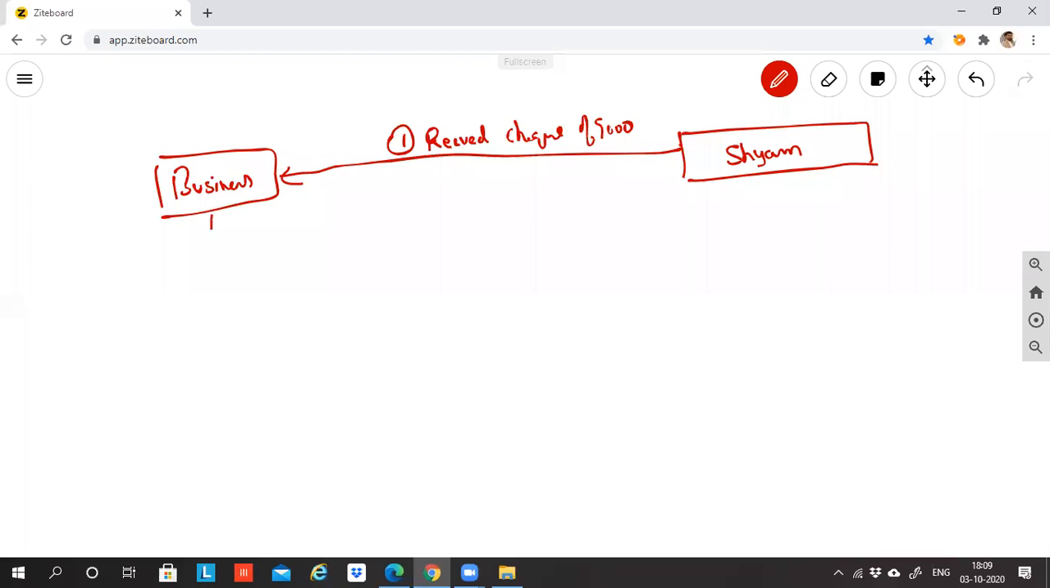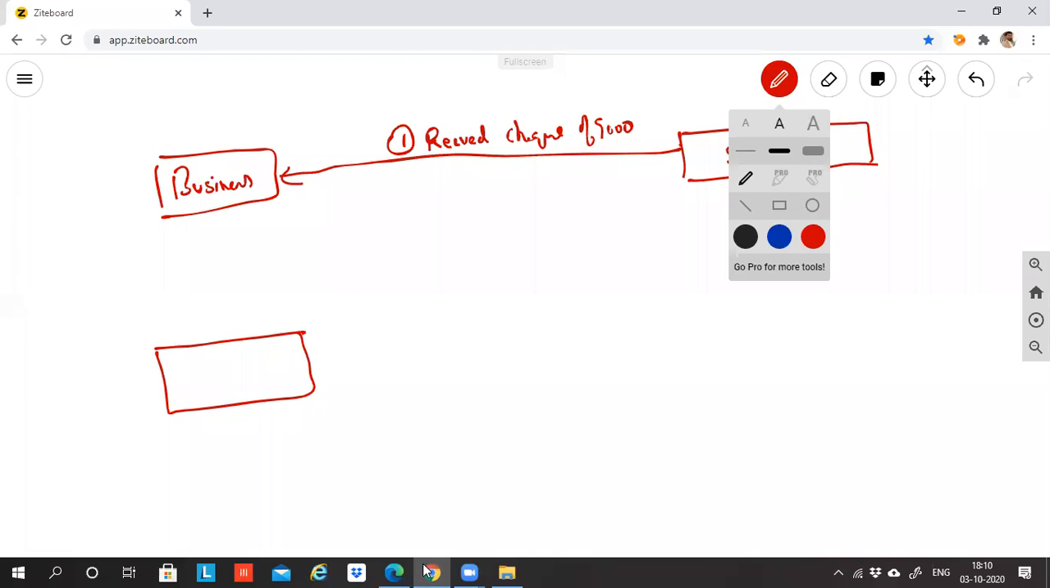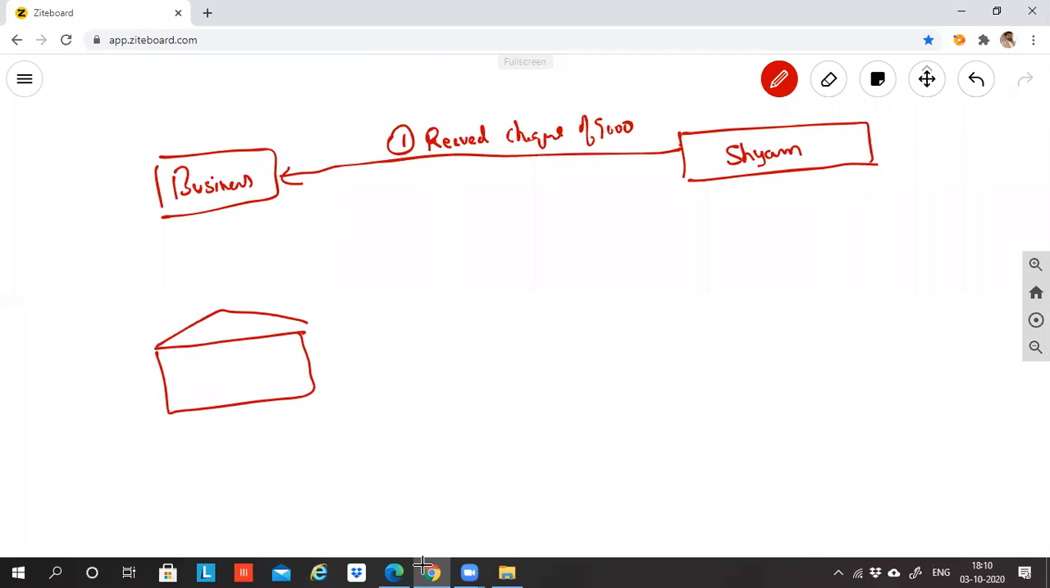So the second step will be that the accountant is going and depositing the money in the bank account. Whose bank account? The business's current account. Yes. So let's suppose that this businessman has the account in the Axis Bank. So this is basically the Axis Bank. The accountant is going and depositing. The second step will be deposit check of Shyam. Whatever check Shyam gave, this will be deposited.